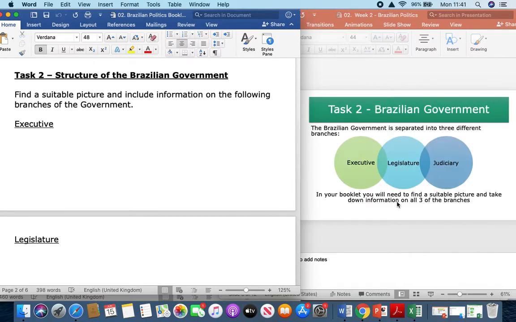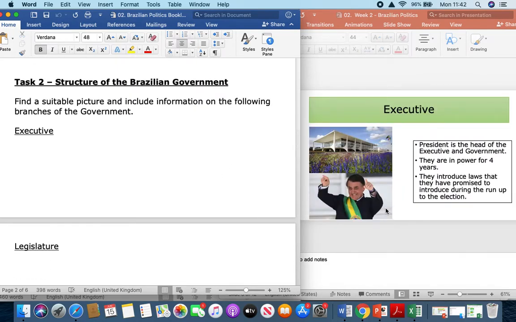Task 2. We're going to do a bit of a Venn diagram task. You'll need to find a picture. If you're doing this in the booklet electronically, you can find a picture that represents it. Executive, for example, could be a picture of the president, or the place where the president lives, or just a general picture that goes with it. If you're sketching it by hand, it doesn't have to be anything artistic. It can just be a basic picture. Some of the handwritten stuff that you guys have been sending in has been absolutely brilliant.